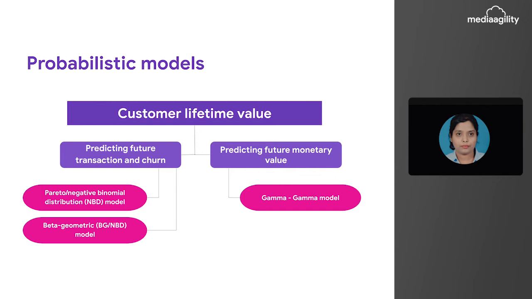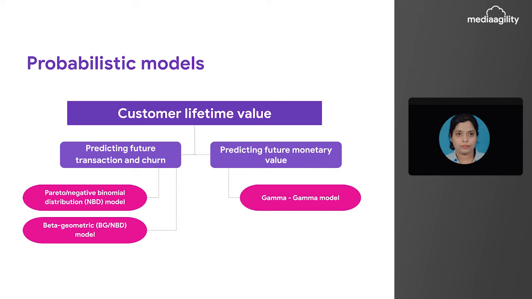For calculating customer lifetime value, we need two variables. The first is future transaction value, and the second is future monetary value. For calculating future transaction value, we can use the Pareto NBD model and the beta geometric NBD model. For calculating future monetary value, we can use the gamma model. We have to use two separate models for these two variables: the first one is transactions and the second is monetary value.